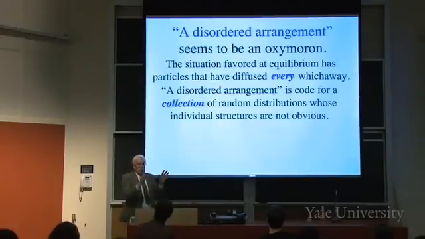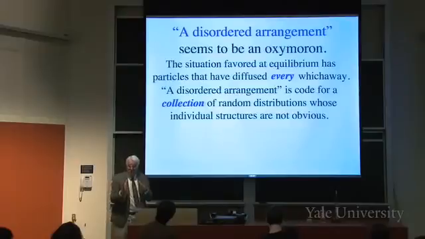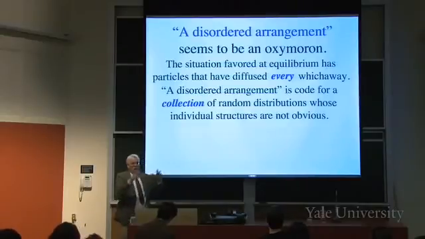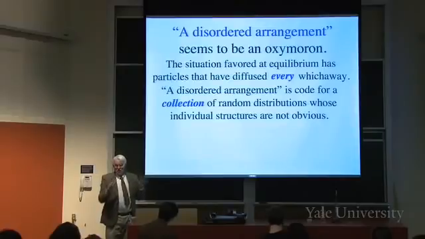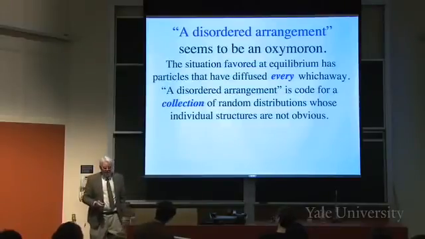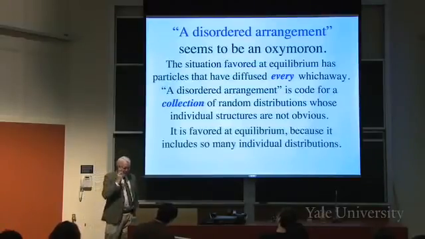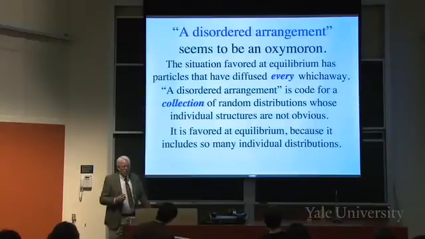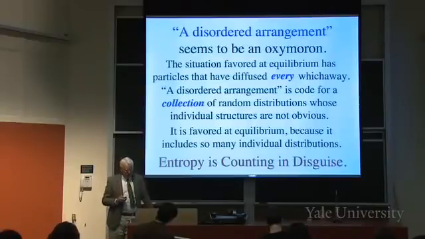I say it's disordered, by which I mean I can't tell the difference between that one and this one or this one or this one, right? So there are a whole bunch of those arrangements that I count together when I say disordered. It's a collective word. So if all of them are equally likely, it's much more likely to have disordered, many, many, many arrangements than the particular ordered ones that we're thinking about, even if they're all equally likely. So that's the idea. It is favored at equilibrium because it includes so many individual distributions.